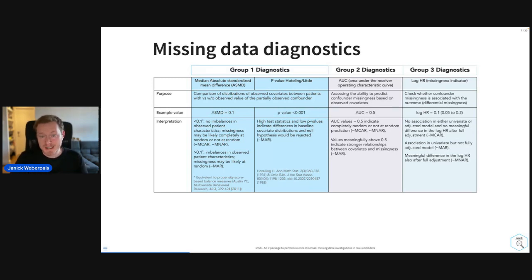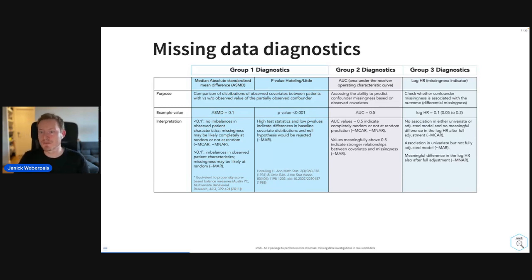In group 2 diagnostics, what we did is we assessed the ability to predict the missingness of the partially observed confounder based on observed covariates. And with the resulting AUC, so how well we can predict the missingness, this could give us an idea about the underlying missingness mechanism, because if we can predict the missingness well, then we could probably also explain the missingness well based on observed covariates. And this would lead us in the direction of the missingness being at random.